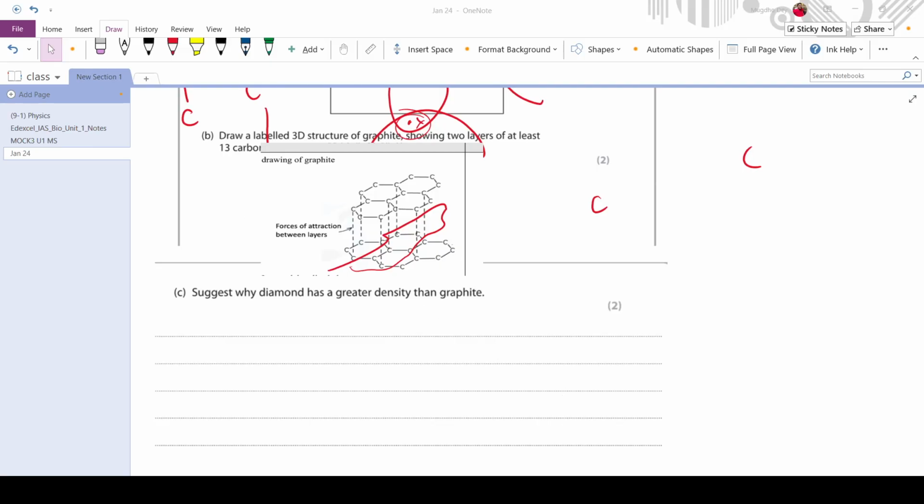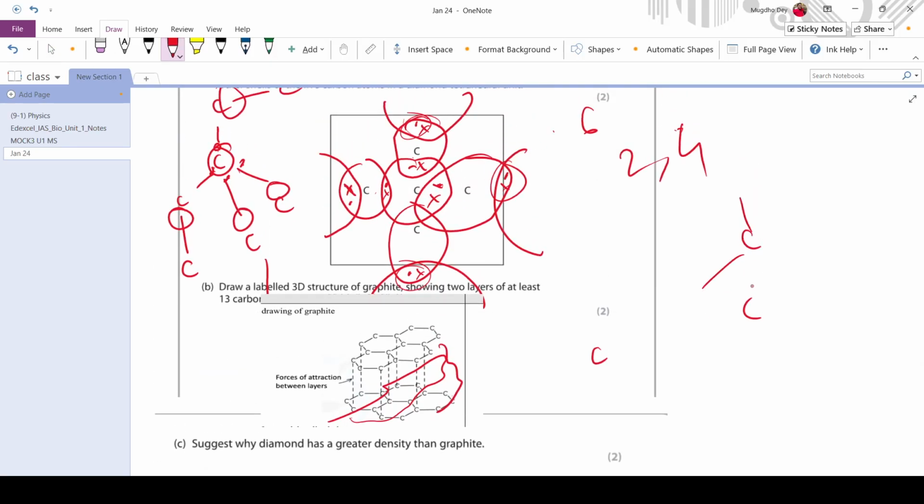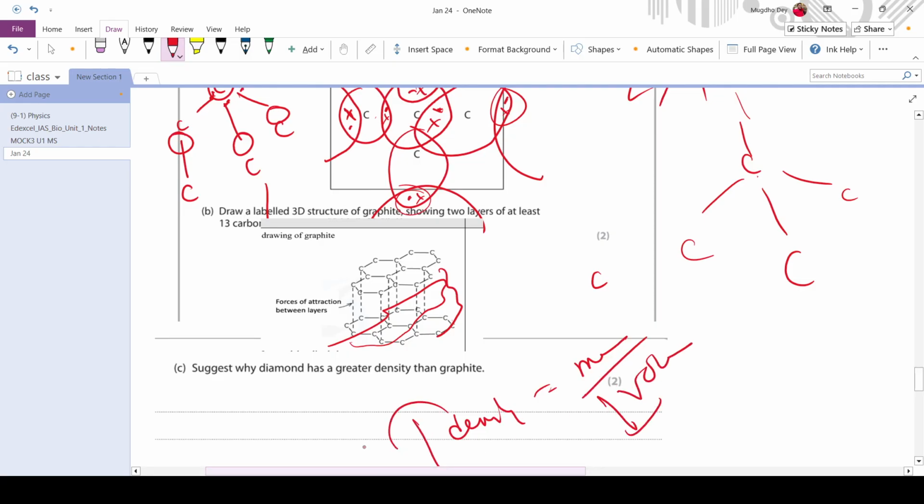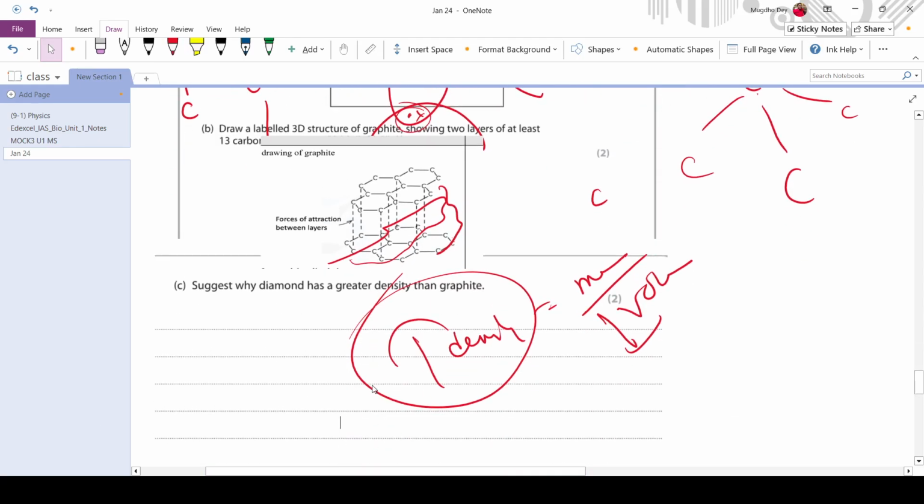Another one is: suggest why diamond has a greater density than graphite. Well, what could it be? Come on, in diamond, all the carbons are bonded to each other. There are no gaps, right? There are no layers. But graphite has layers. The layers are farther apart. There is a space here. You can see that, right? But do we have any space in the tetrahedral unit of diamond? No, right? So if there is less space, that means there is less volume, right? We know density is equal to mass by volume. Diamond has less volume, that's why its density is greater. Compared to graphite, which has more volume, so its density is lower. Did you understand?